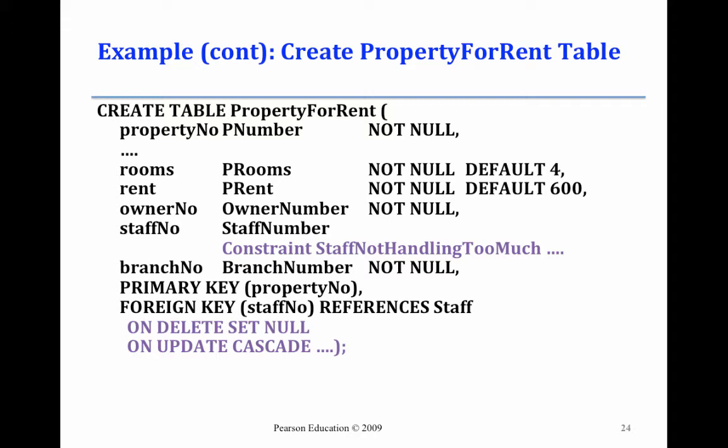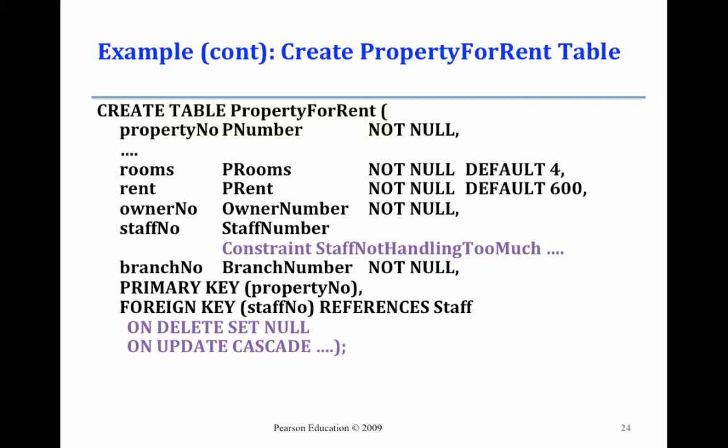So we're listing at the beginning our columns and their types. So property number is a P number, and we're saying it's not null, which it must not be because it's going to be the primary key. And then we're assigning some defaults to the rooms and rent columns. And for all of these, we want to make sure that they are not null. We want to specify the number of rooms, what the rent is, whereas it could be that there is no staff number yet assigned to the property, so we're allowing it to be null.